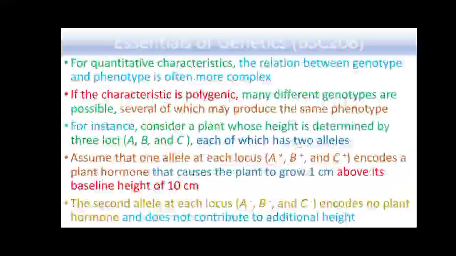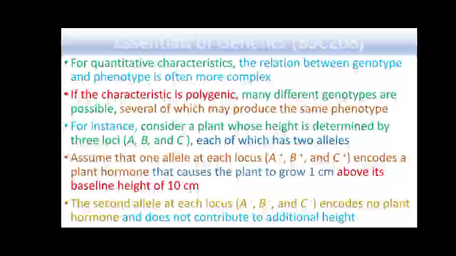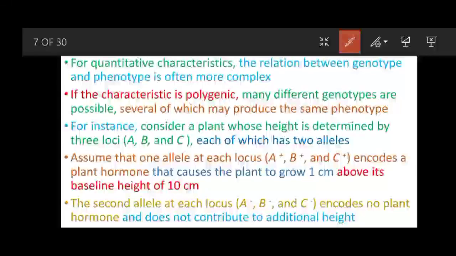But for the quantitative characteristics, this relationship between genotype and phenotype is not so simple. Rather, it is often more complex. So, if the characteristic is polygenic, then many different genotypes are possible, several of which may produce the same phenotype. So, several genotypes may produce the same phenotype. Now, let us consider an example.